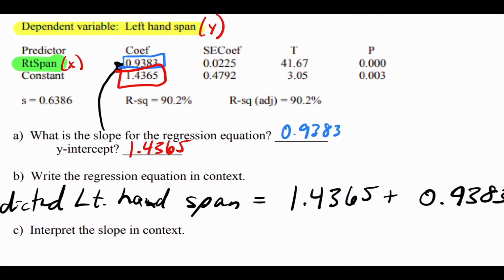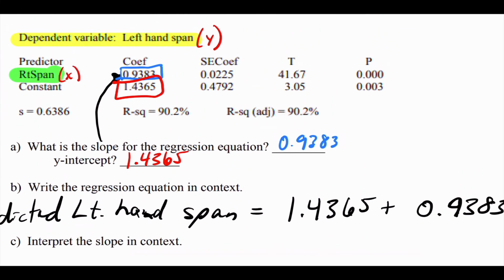R squared adjusted, don't worry about. We don't use that in this class. You don't ever have to worry about r squared adjusted. Sometimes they'll be the same, sometimes they'll be a little bit different. So don't worry about r squared adjusted, just worry about r squared. Okay?